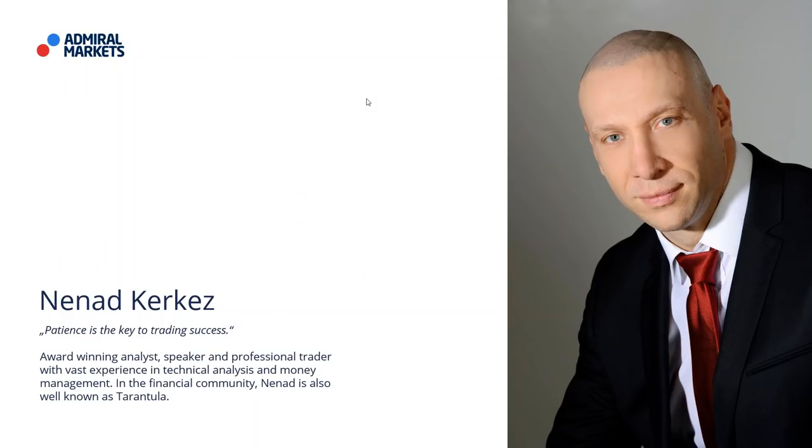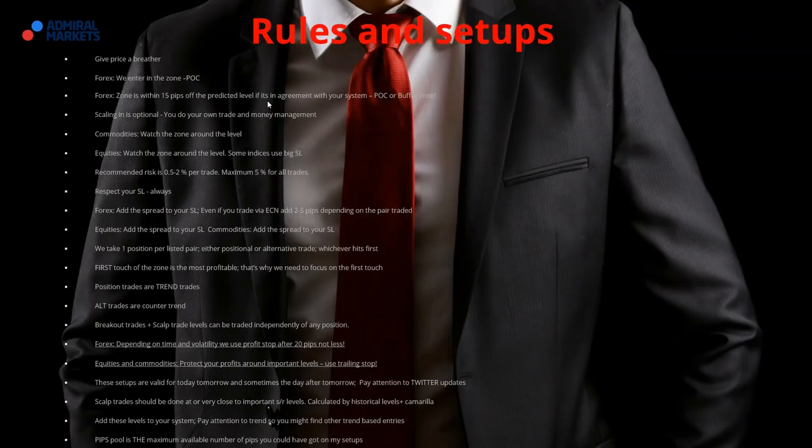Patience is the key to trading success, knowing when to trade, how to trade, and of course, which trades to skip. Rules and setups for our trading session. Green price a breathing room. So enter in the zone. It's usually the POC zone. Forex zone is within 15 pips of the predicted level. And of course, if you agree with my idea, you can also enter. Scaling in is optional because you do your own trade and money management.